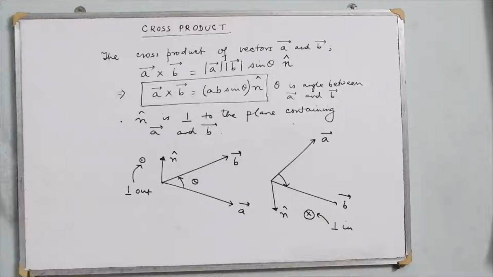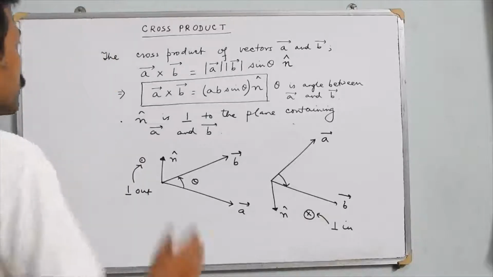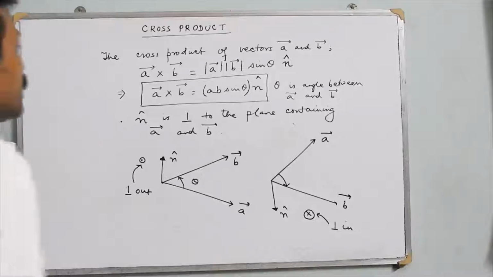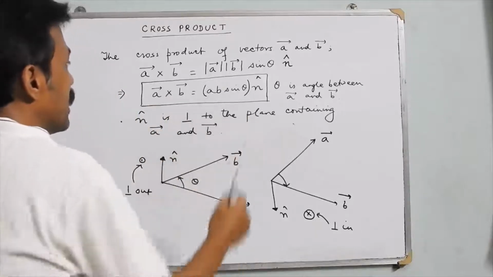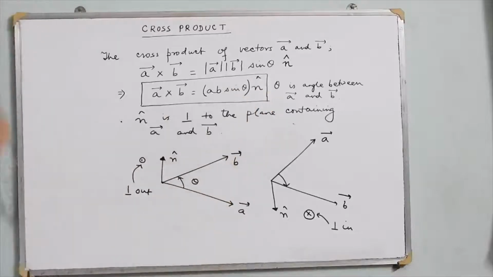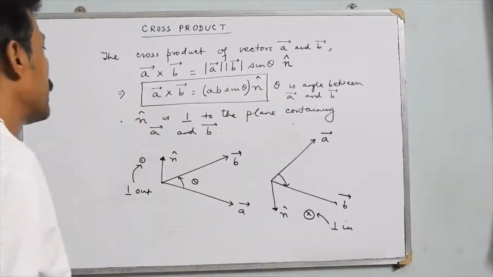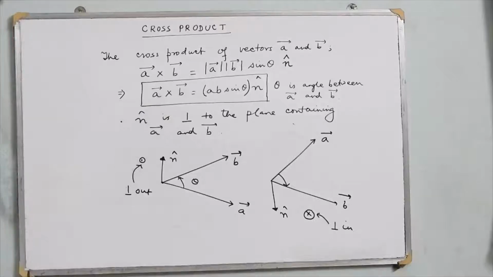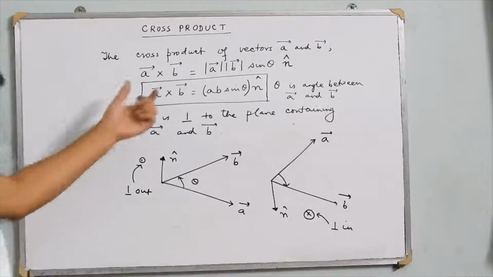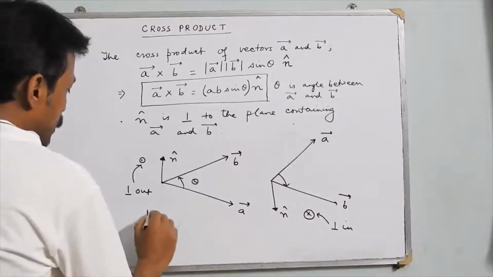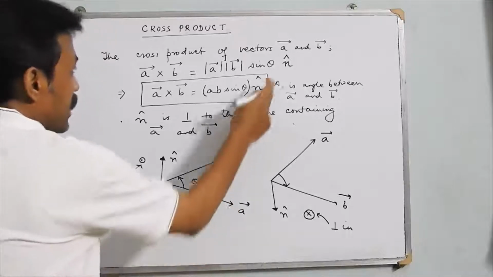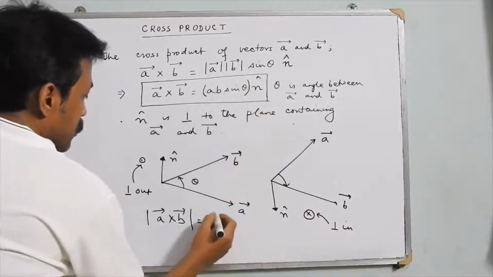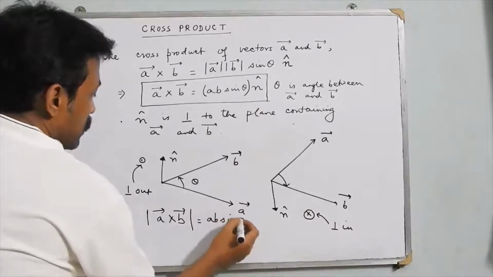So cross product of two vectors is definitely a vector. The cross product of two vectors is always a vector, and that vector has a magnitude which is AB sin theta, and its direction is along the unit vector perpendicular to the plane containing A vector and B vector. So now, if you find the modulus of this vector, obviously that is AB sin theta, because modulus of n hat is 1, it is a unit vector. So modulus of this cross product is just AB sin theta.